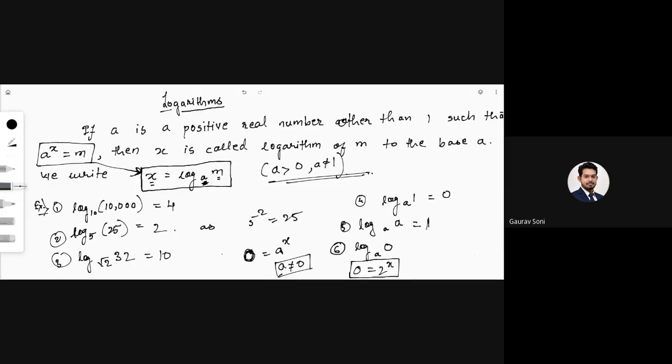So, 2 raised to minus 1 is 0. That's what Kushi wants to say. 2 raised to minus 1 will be 1 by 2, not 0.